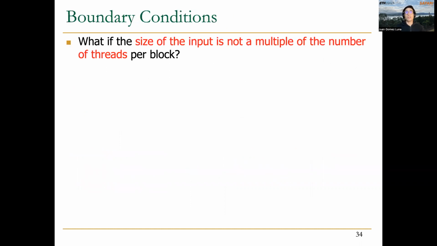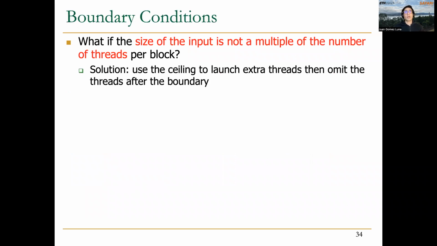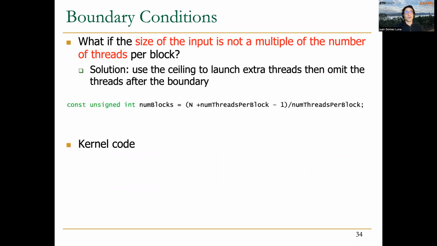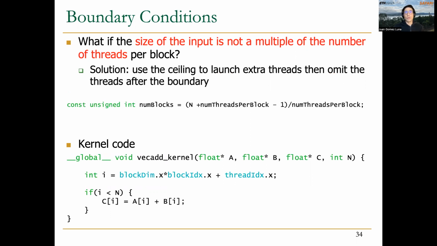If the number of elements is not a multiple of the number of threads per block, then we need to check the boundary condition. So in our kernel code, we will have to add something like this if statement here, where we check if i is less than n, that is the total number of elements in the array. It's as simple as that.